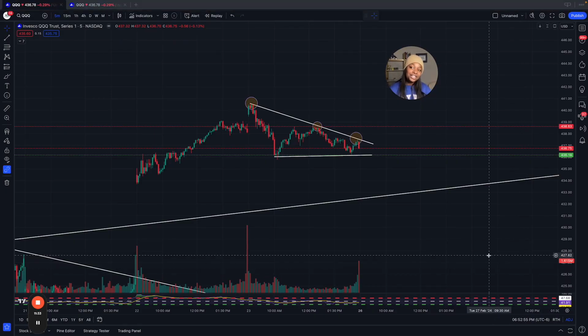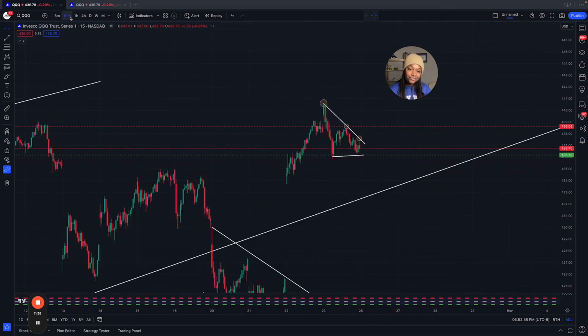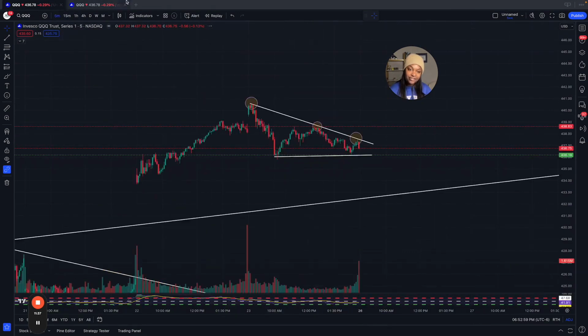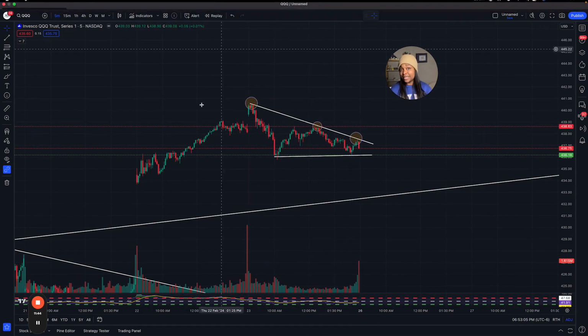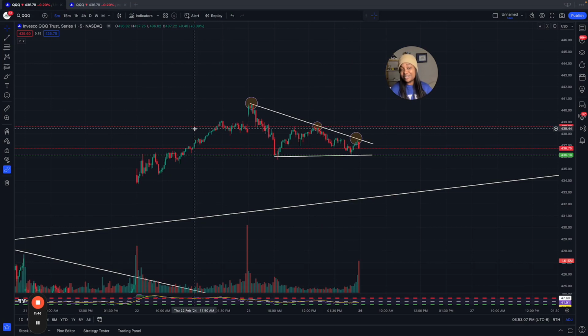When I look at the Qs on the lower time frame, on the 15-minute and the 5-minute, we have equal lows with 3 consecutive lower highs. What chart pattern is that? Let me know in the comments down below. What's the name of this chart pattern? Go get your money on the Qs this week, my babies.